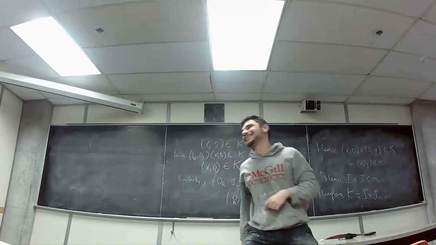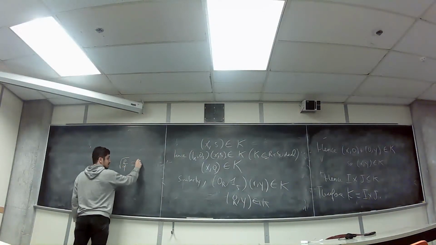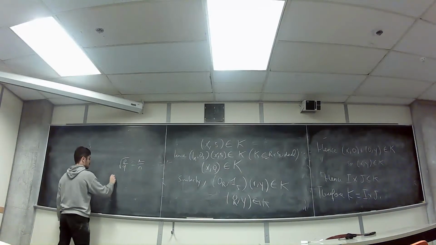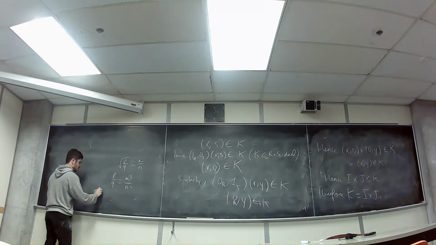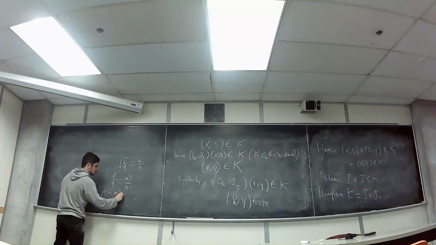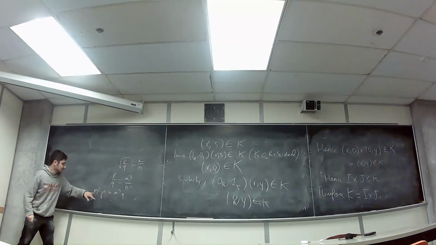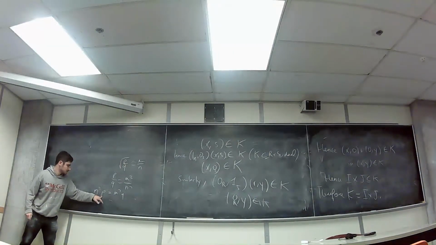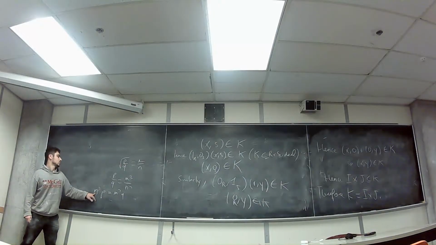Okay, so root P over Q is M over N. So P over Q is M squared over N squared. So N squared P is equal to M squared Q. Okay, everybody, just a second. So Q will divide N squared times P, right? Q and P are distinct primes. So Q will divide N squared. So Q will divide N.